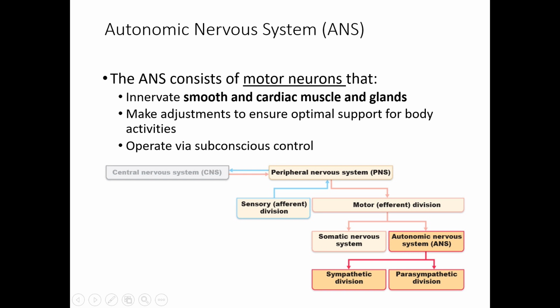It's made of two parts: sympathetic and parasympathetic. And again, it innervates smooth muscles, cardiac muscles, and all the glands all over the body. What is it for? It makes adjustments to ensure optimal support for body activities. It means it can speed up or slow down our heart rate depending on if we are running or having a rest. And it can make similar adjustments to all of our smooth muscles and glands. It's subconscious, we cannot control it.